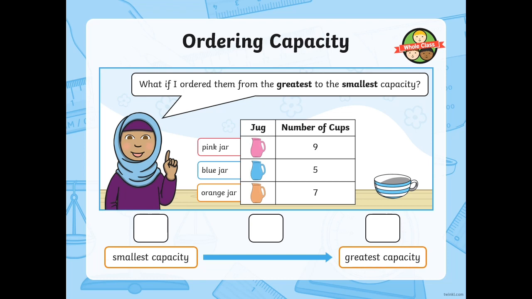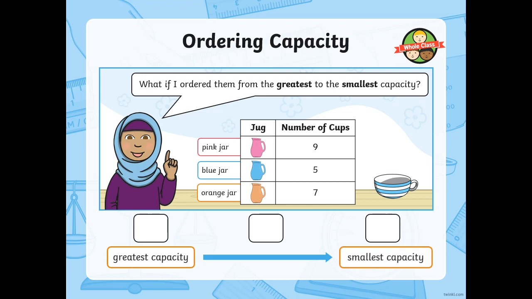What if I ordered them from greatest to smallest capacity? So this is the other way around. Swap it round. Let's take a look. Greatest, that means the largest capacity.